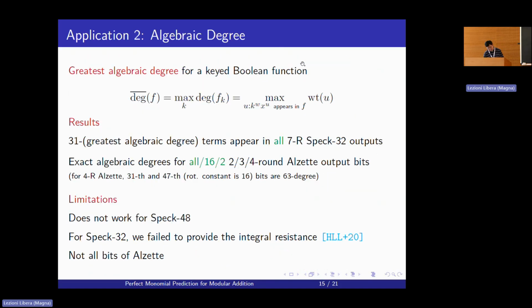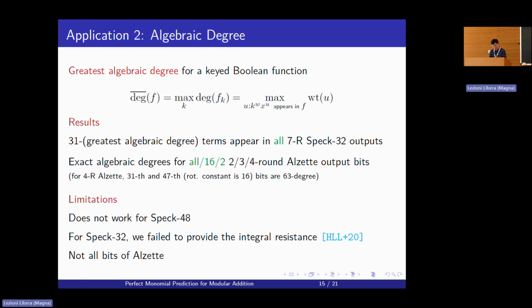The second application is about calculating the algebraic degree for Speck and RZ. For Speck, because it's a keyed cipher, the degree here is the greatest algebraic degree. That means you can find some key value to make such a term exist. So we find that in all 7-round Speck 32 outputs, the degree 31 terms already appear.